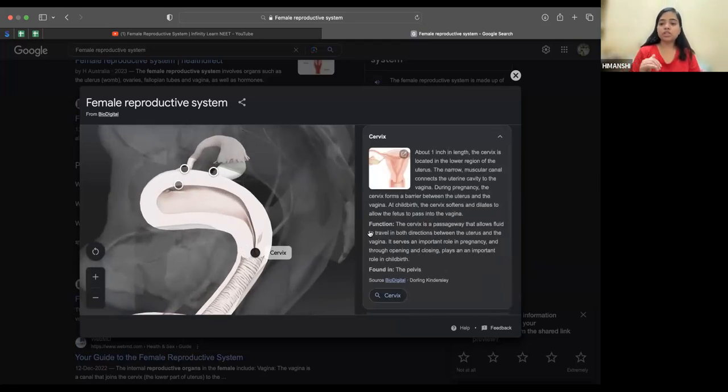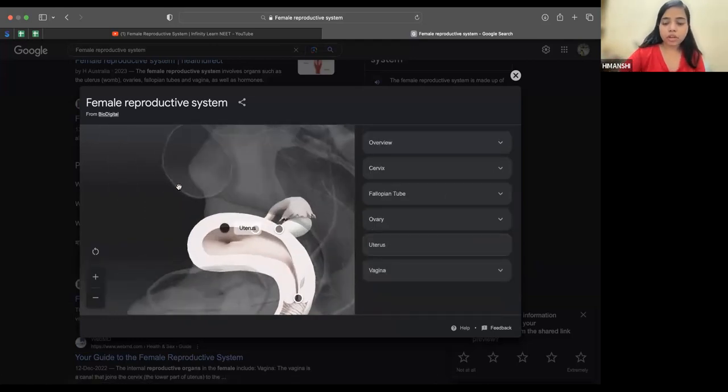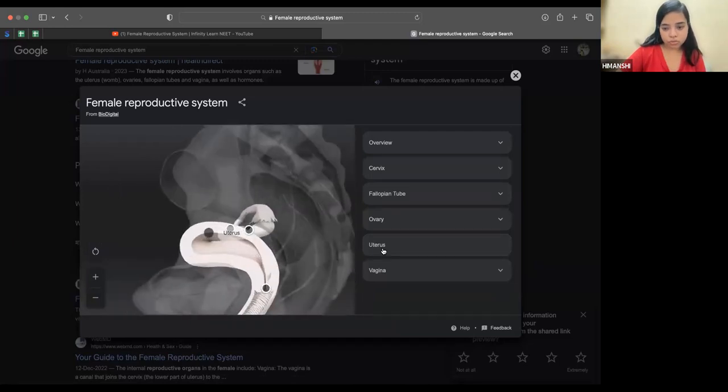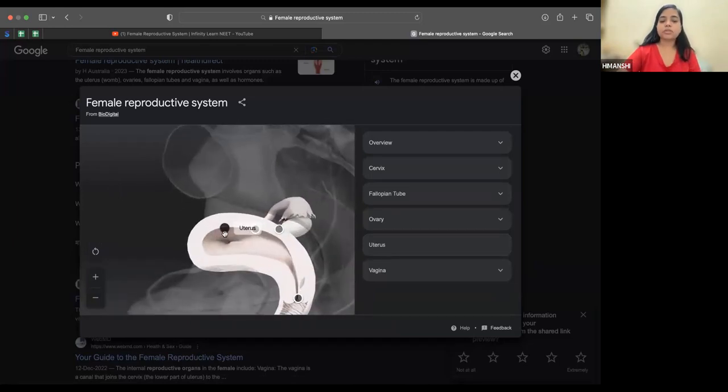About 1 inch in length, the cervix is located in the lower region of the uterus. The narrow muscular canal connects the uterine cavity to the vagina. During pregnancy, the cervix forms a barrier between the uterus and the vagina. At childbirth, the cervix softens and dilates to allow the fetus to pass into the vagina, and obviously the birth takes place. Talking about the uterus, we all know what the uterus is about.